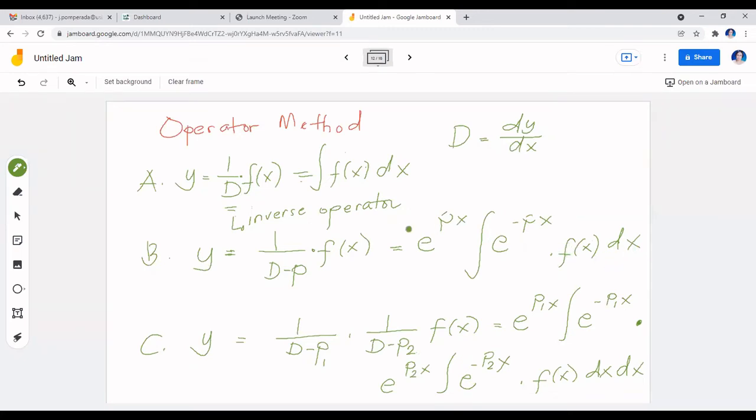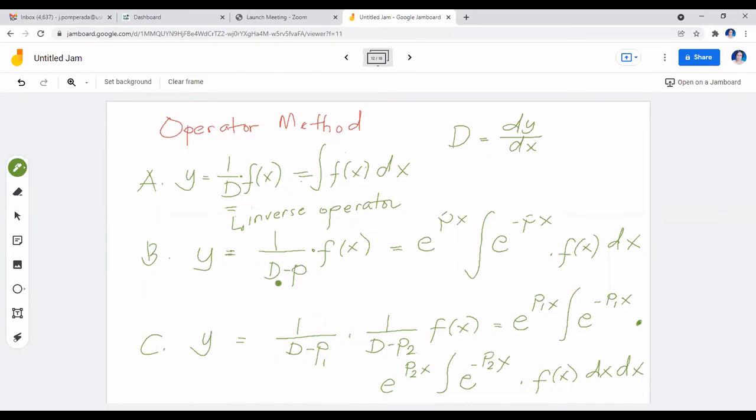Now, if you have here a positive exponent for the e, the exponential function that is written after the integral will be negative. If this is negative, this will be positive. That's just how simple it is. I will show you later how it is done. Now, the c actually is just an extension of this.